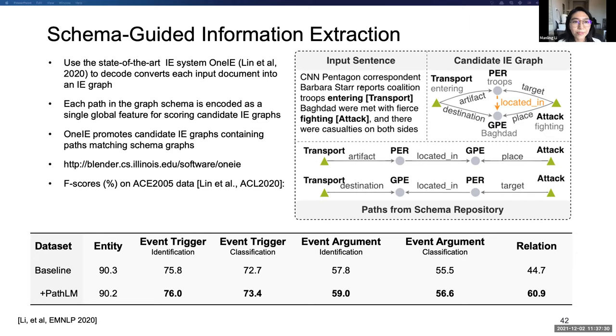For example, in this input sentence, the traditional state-of-the-art IE model didn't extract that the troops are located in Baghdad. But as we just mentioned, there are some patterns that can be selected, like the person will be transported to that place to attack that place. So this person will be located in the transported place. As a result, we can add this relation back.